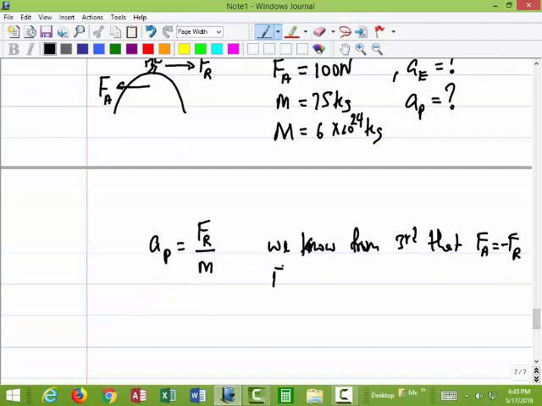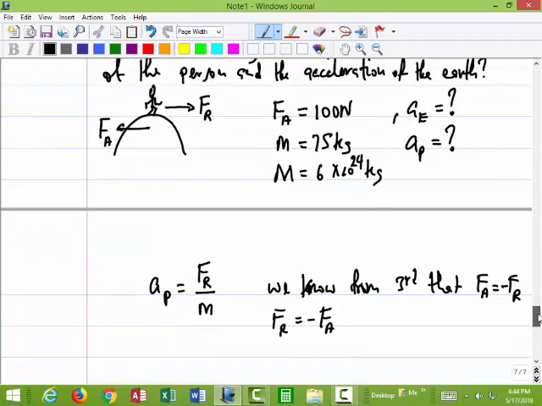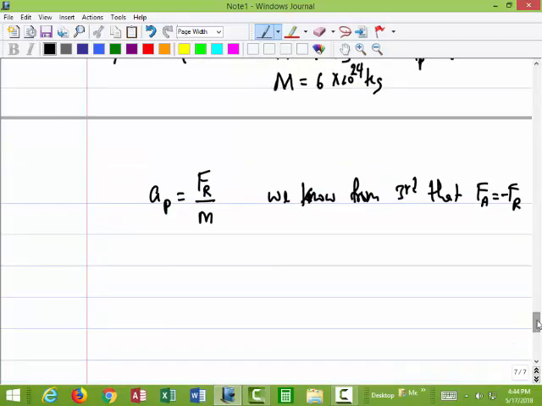Or if you like, we can use FR equals minus FA, just to follow the conventions that we've adopted. So our convention is that forces to the right are positive and forces to the left are negative. So notice that FA is equal to minus FR. So we are following the convention that the forces to the right are positive and the forces to the left are negative. Okay.